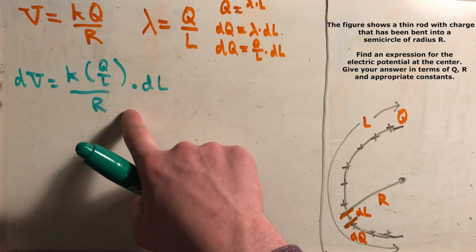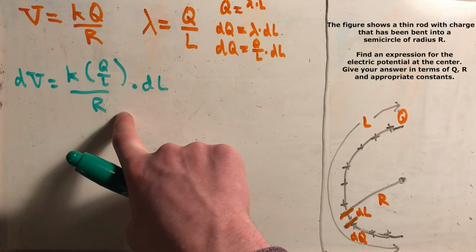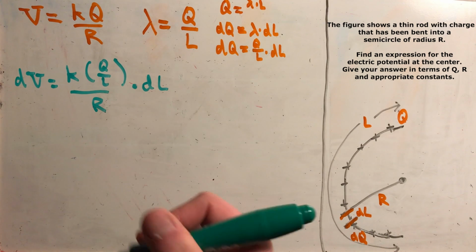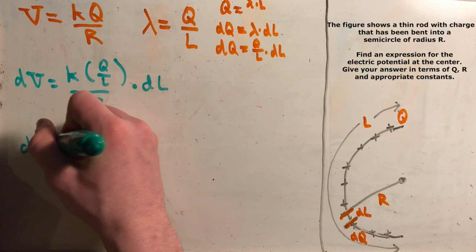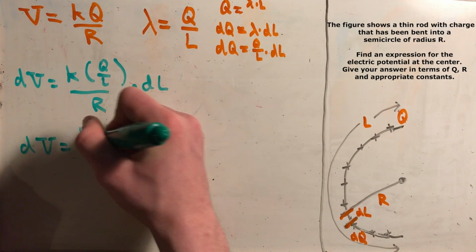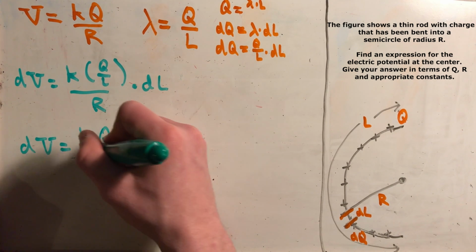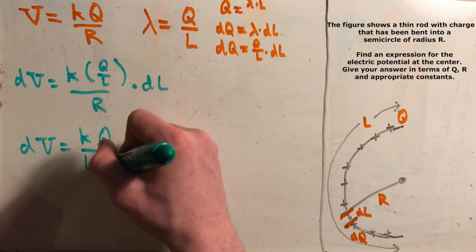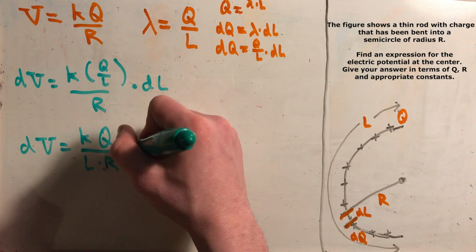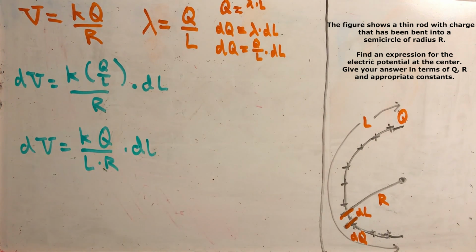We can alter that slightly by moving L to the bottom right here, just to make it look nicer. So that's going to look like this. dV equals K times Q all over L times R dl. Just like that. Okay, so now that we have everything substituted in, we can integrate it to see what our final equation looks like.